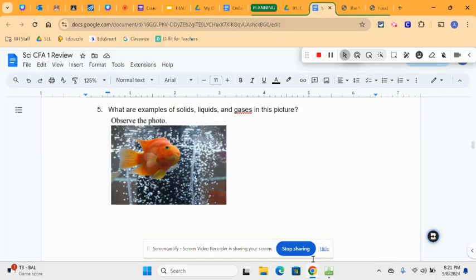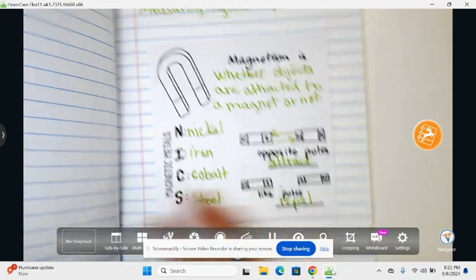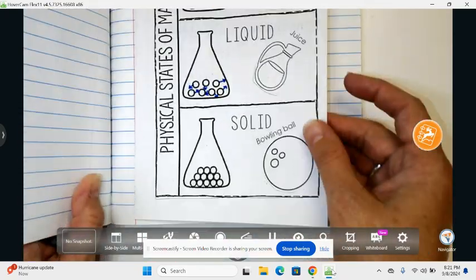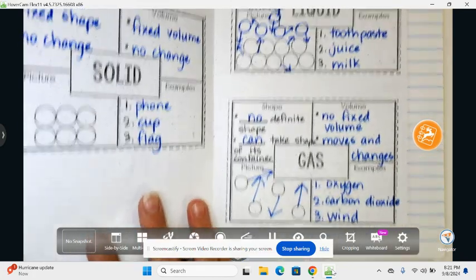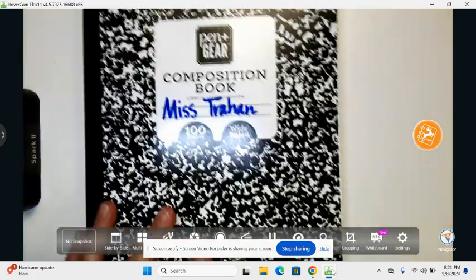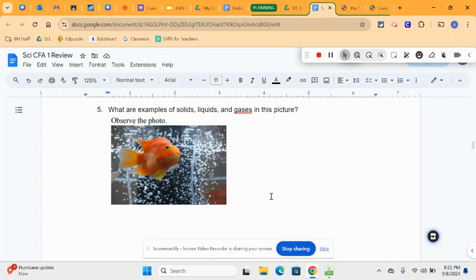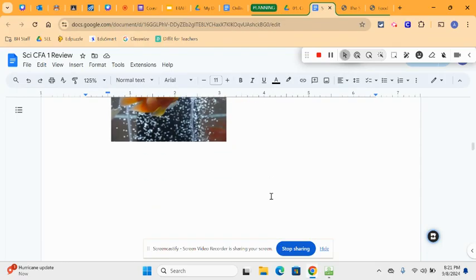Again, though, if you don't remember what is what, whoops, I went one page too far, sorry guys. But you can come back into your journal and find the solids, liquids, and gases that we have and look through those and see if that can help you. It should. But yeah, that's what we're going to do for number 5.